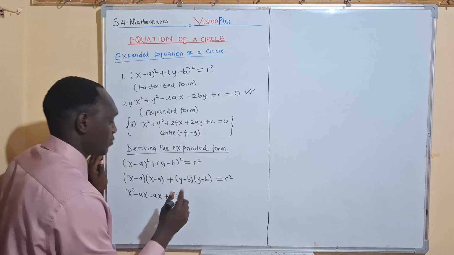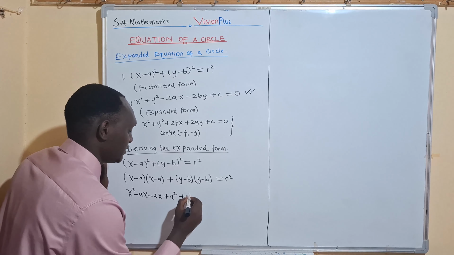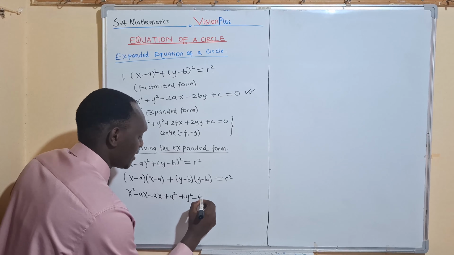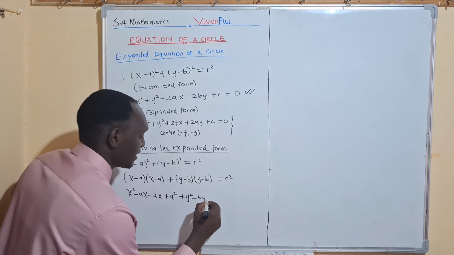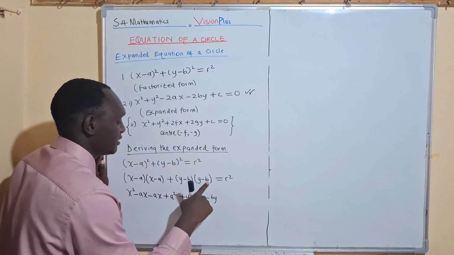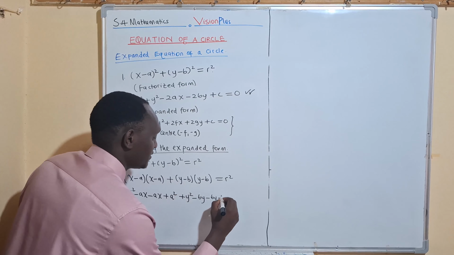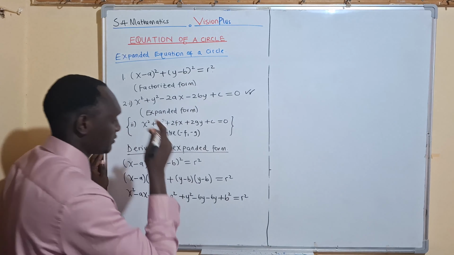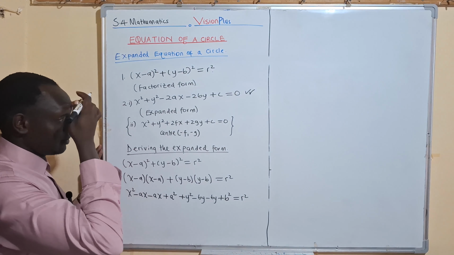Coming to this side, y times y is y². y times -b is -by. Negative b times y is -by. Negative b times negative b gives positive b², and then equals r².